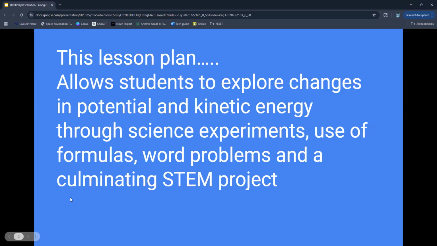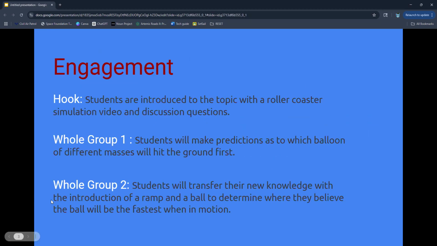So this lesson plan allows students to explore changes in potential and kinetic energy through science experiments, use of formulas, word problems, and a culminating STEM project. To introduce this lesson, our engagement portion, we are going to show a roller coaster simulation. It does go full circle into our STEM project.